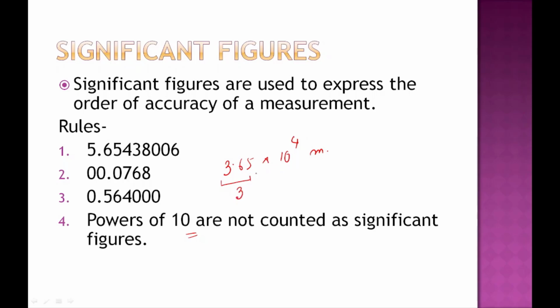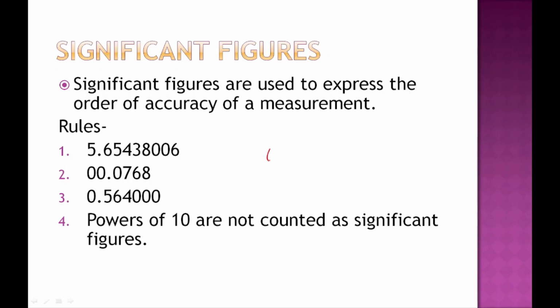But see, 3.65 is followed by 4 zeros in the form of powers of 10. The fourth rule says that powers of 10 are not counted as significant figures, so this whole thing shall not be counted as significant figures. So in this case, how many significant figures are we going to get? We are going to get only 3 significant figures, because the powers of 10 are not counted.